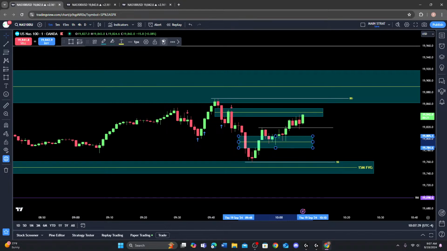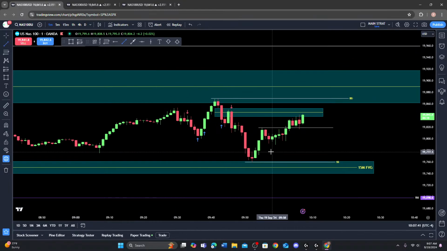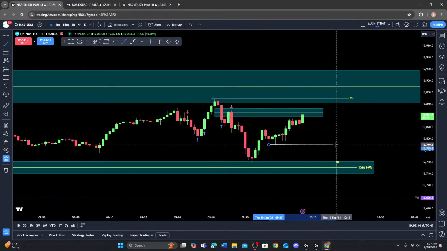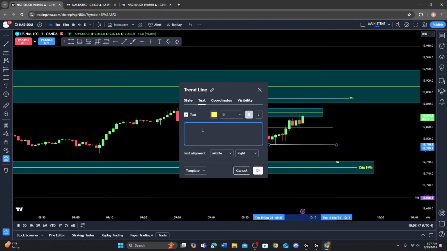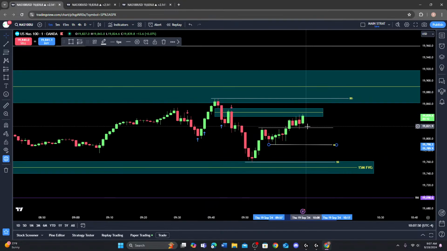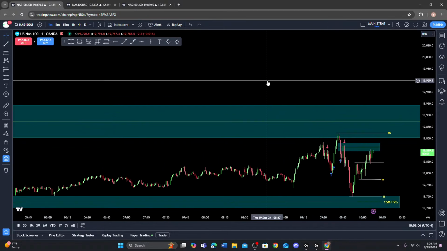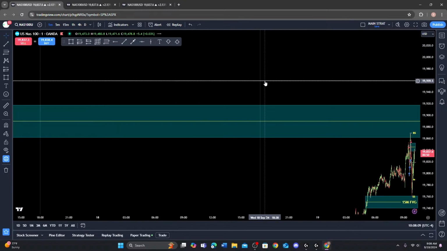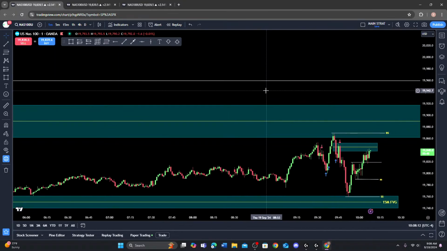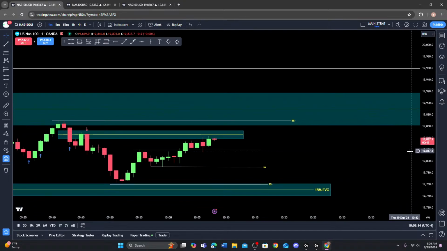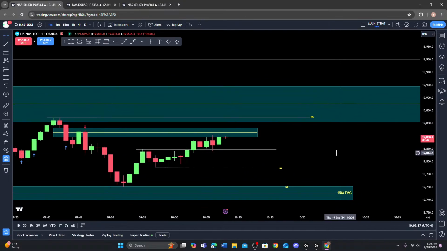So we have a micro sell side here. Buy side. So yeah, what I'd like to see, if buy side breaks, I'd like it to stay above buy side or this previous buy side, and then form structure, and then if we could make it up to this area of liquidity here on the higher time frame, that's kind of where I'm aiming at, the 19,960 level.